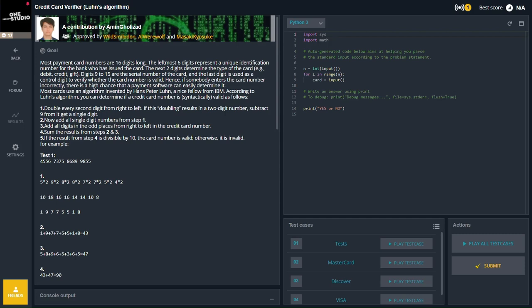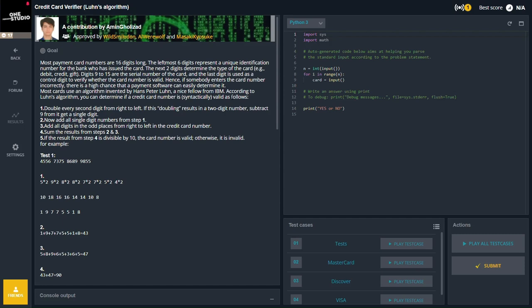digit to verify whether the card number is valid. Hence, if somebody enters the card number incorrectly, there is a high chance that a payment software can easily determine it. Most cards use an algorithm invented by Hans Peter Luhn, a nice fellow from IBM.